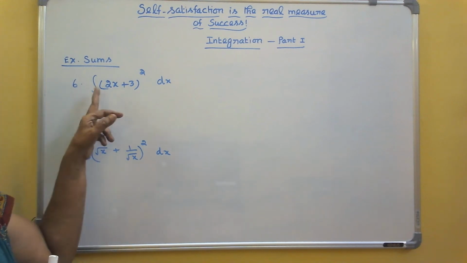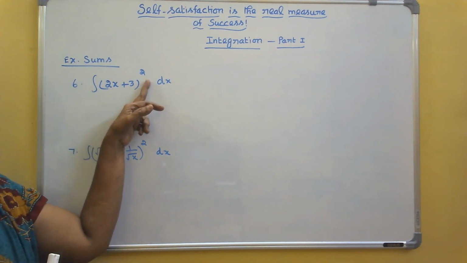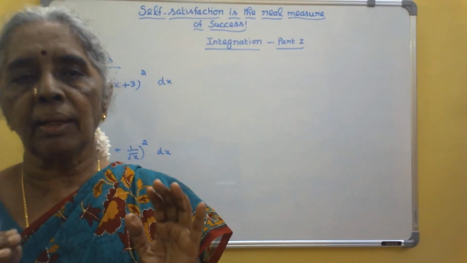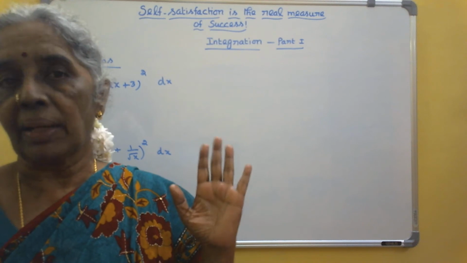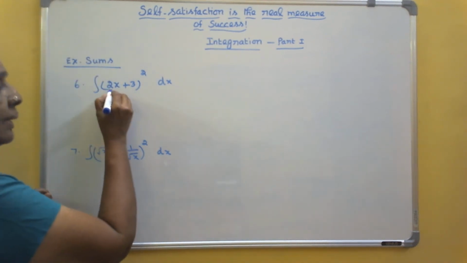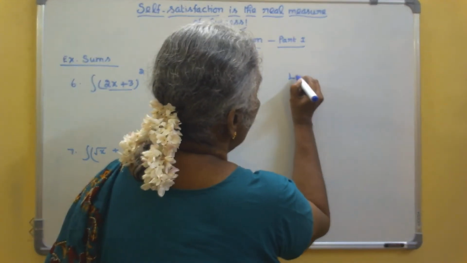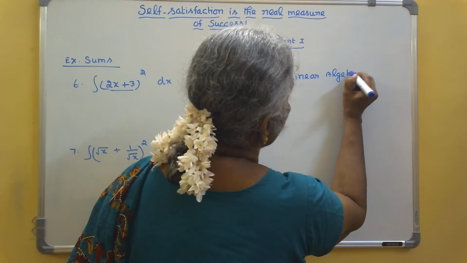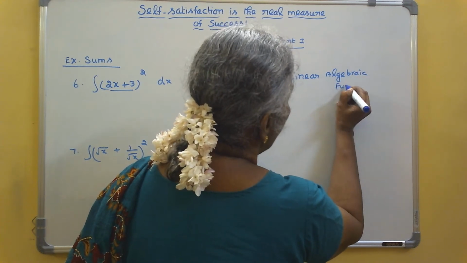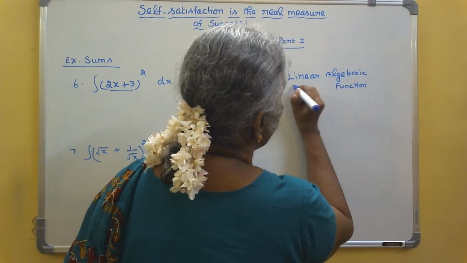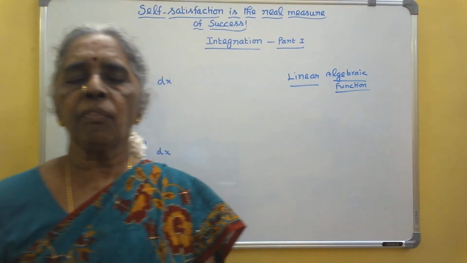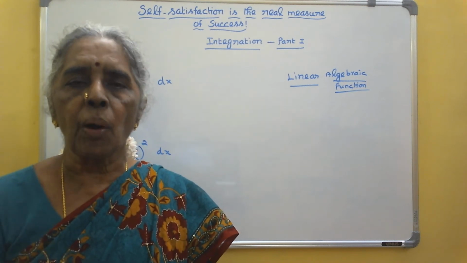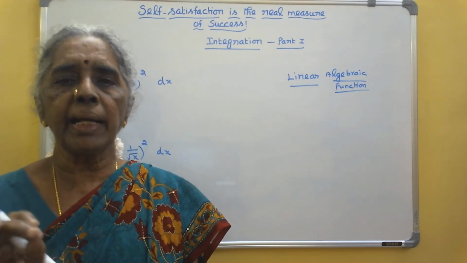6th sum. Integral of (2x plus 3) the whole squared dx. Here I want to explain something which you have to remember very well. Whatever is in the bracket, that we call a linear algebraic function. This is a very important term you have to remember in integration. Whatever formula you have learned so far will apply only for linear algebraic functions.